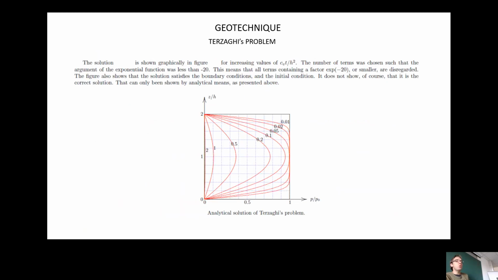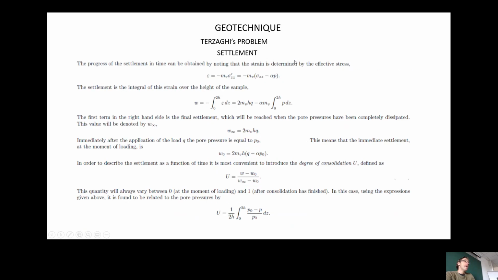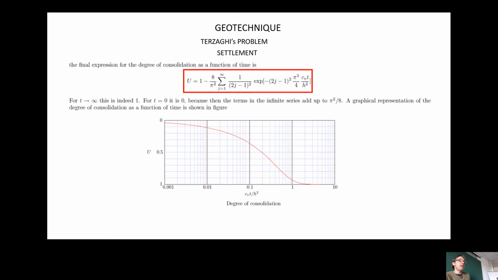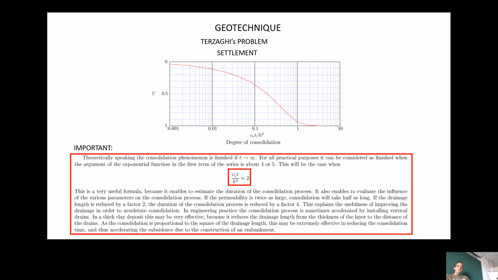in particular the solution of the Terzaghi problem, when we see the dependence on this term, that is c_v t over H squared. And in particular, as the last thing, we can see that depending on the properties of the soil, we can have different degrees of consolidation.